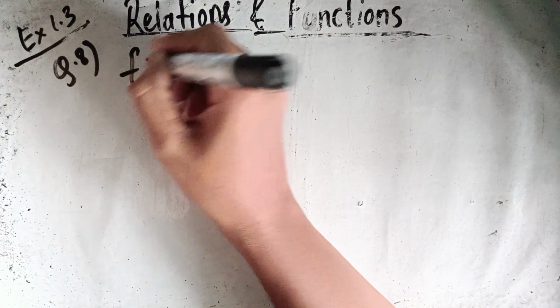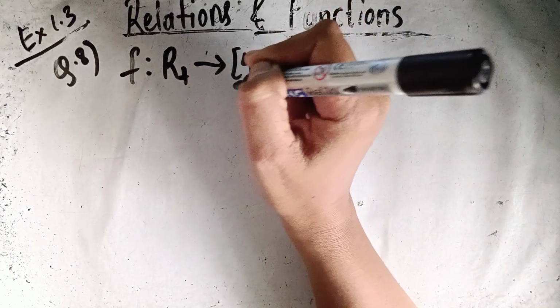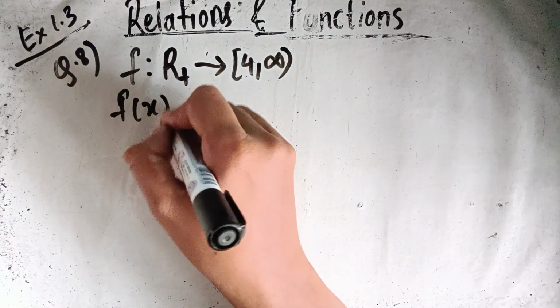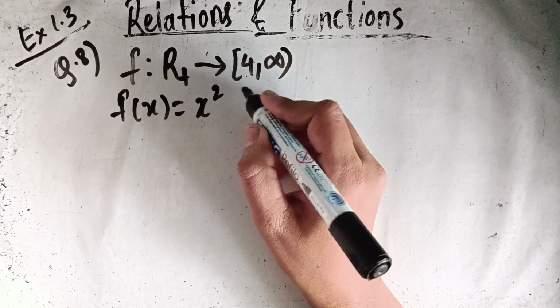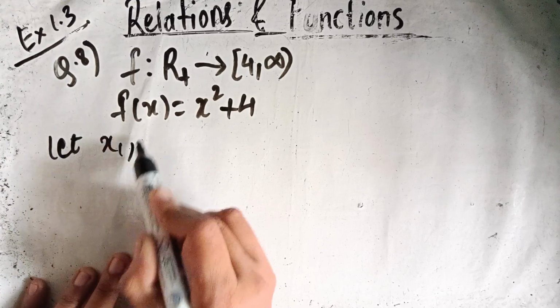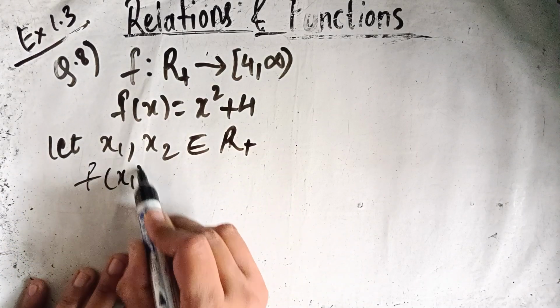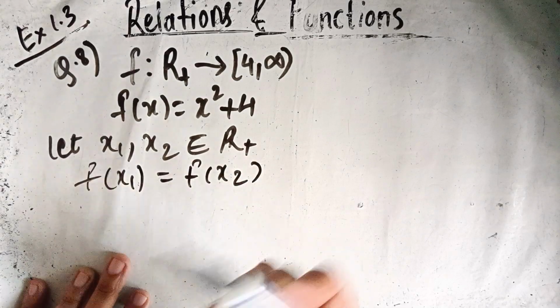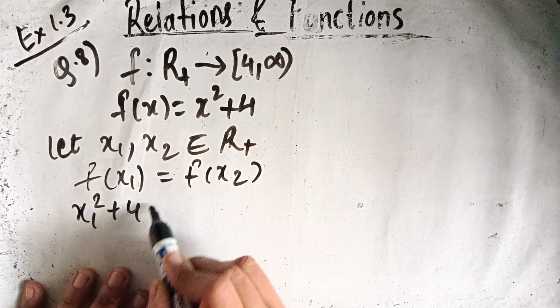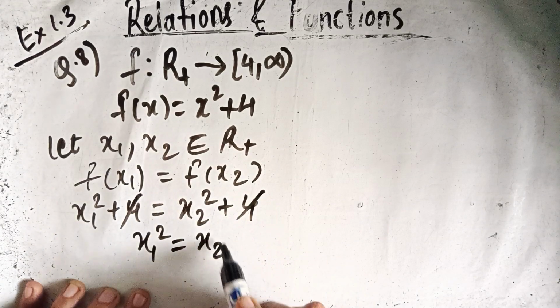f is invertible. So the first thing you have to prove is 1-1 and onto. Let x1, x2 belong to R plus. So f of x1 is equal to f of x2. So x1 square plus 4 equals x2 square plus 4. So x1 square is equal to x2 square.